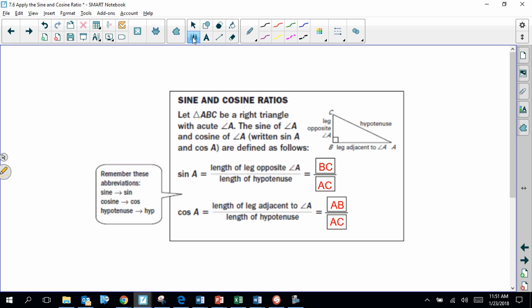In the video where I talked about the tangent ratio, I gave the acronym SOH CAH TOA, where tangent was the opposite side over the adjacent side. That's how we read the acronym. Well, sine and cosine are found the same way. Sine is the ratio of the opposite side to the hypotenuse of the right triangle, and cosine is the adjacent side of the angle to the hypotenuse.